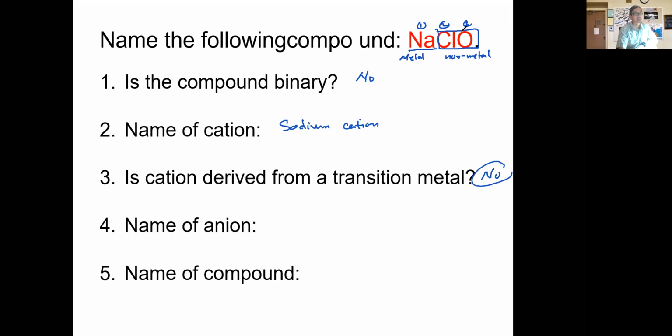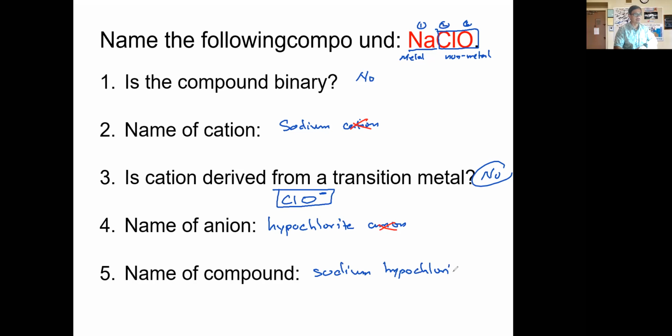And so the name of the anion here, the anion is made up of chlorine and oxygen. The anion here is going to be ClO minus. That is the symbol for the anion. We'll talk about that in just a moment. This is going to be the hypochlorite anion. So we drop the word cation, drop the word anion, and combine together whatever's left over. We end up with sodium hypochlorite, and that is the name of this compound. All right, very good.